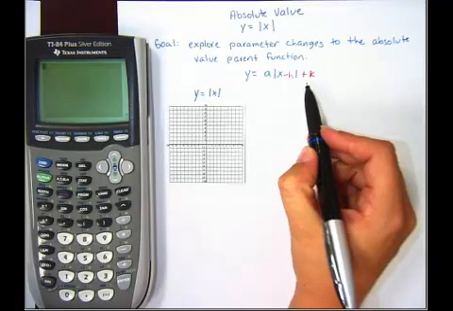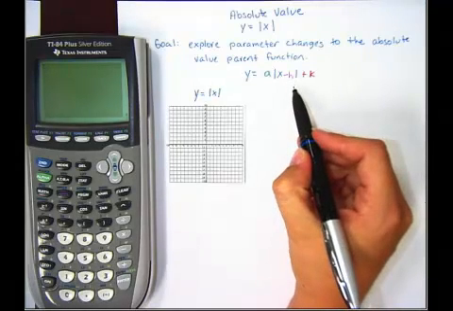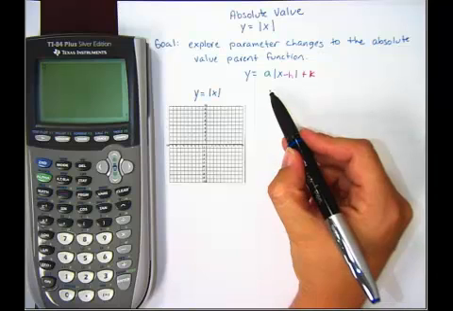We're going to be seeing this a, h, and k value come up over and over again this year, and today we're going to start looking at what each of those things do.